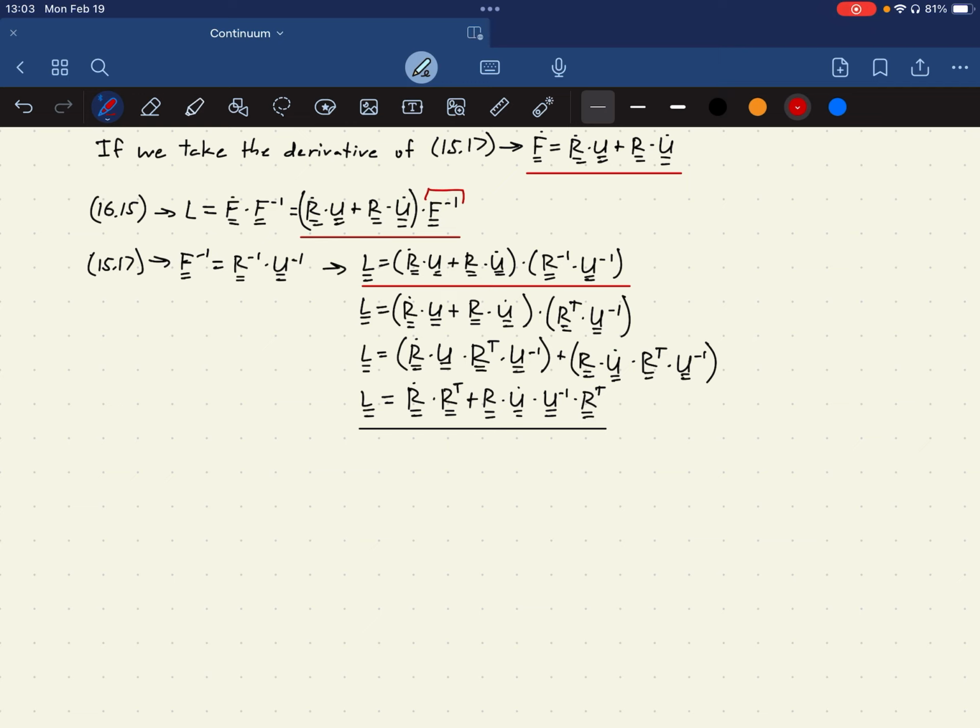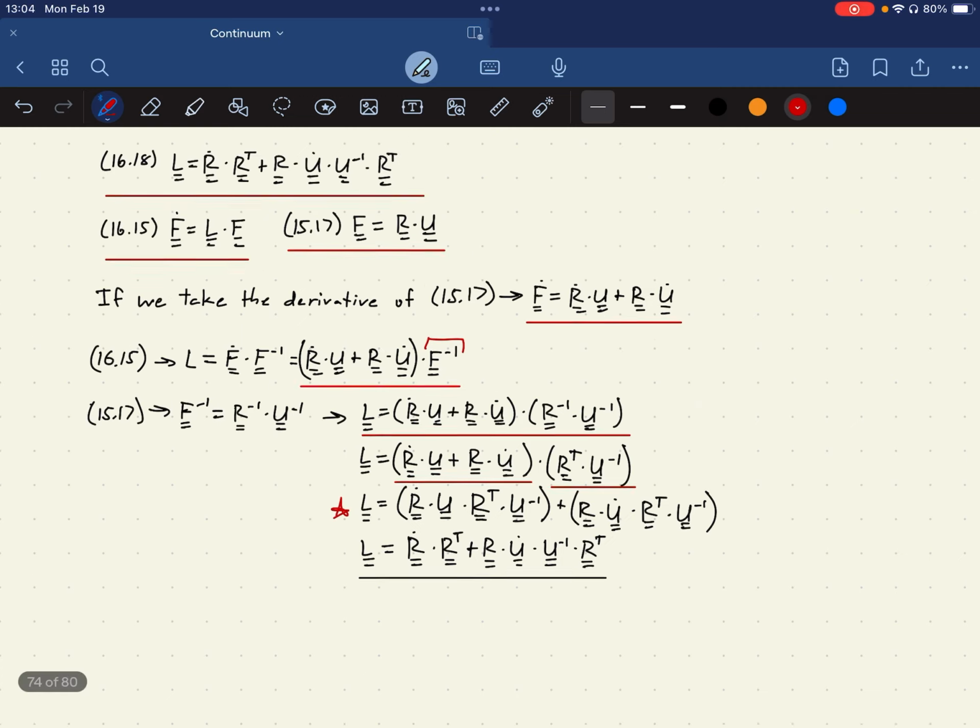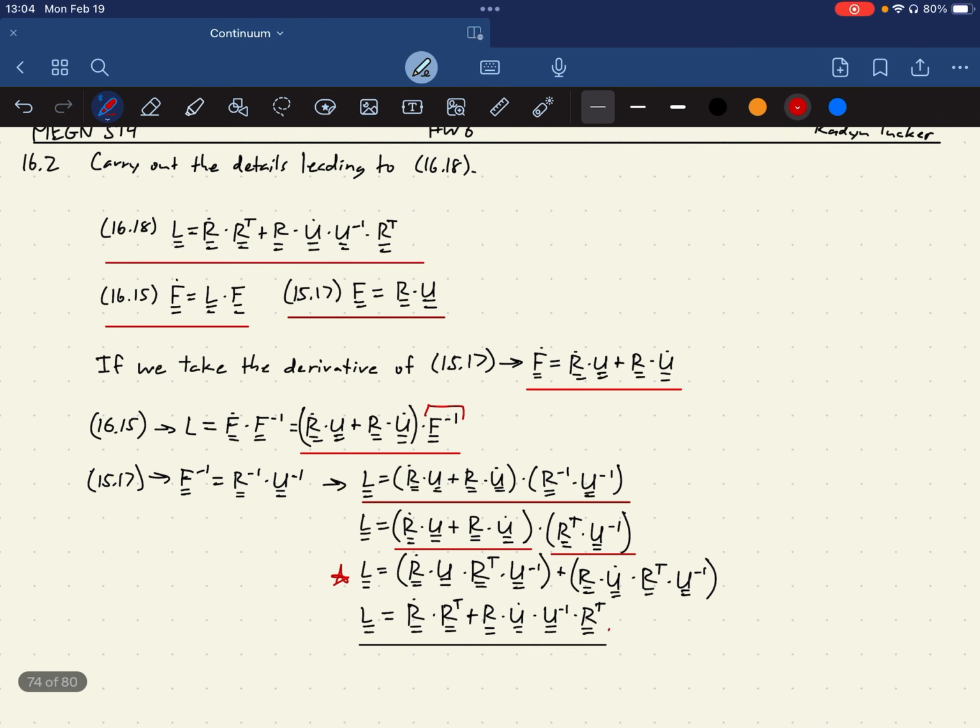So we do that, distribute this guy through to both of these terms. We'll get this step here, and then we just simplify a little bit. So u inverse times u is just going to be 1, so that drops out of our first term at least. And then the second term we can just rearrange a little bit. And then we get our final form of 16.18.